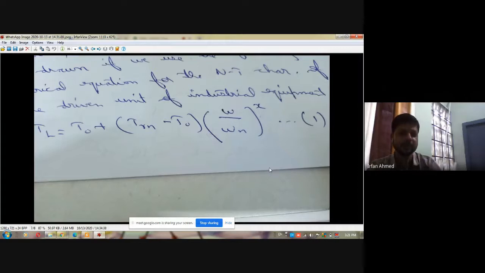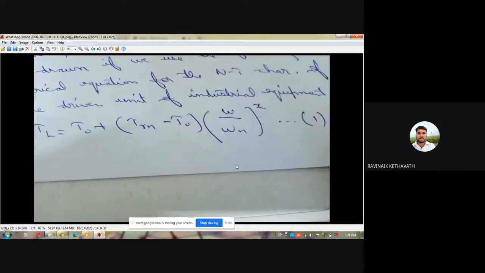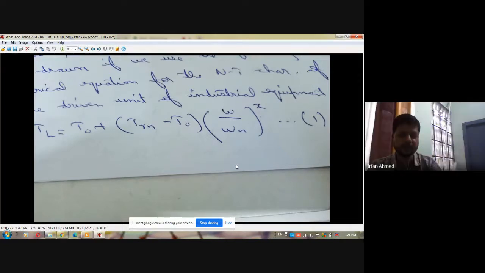Clear? I think you can write down this equation somewhere. TL is the load torque. T0 is the torque required to overcome the friction. Okay, can I move forward?